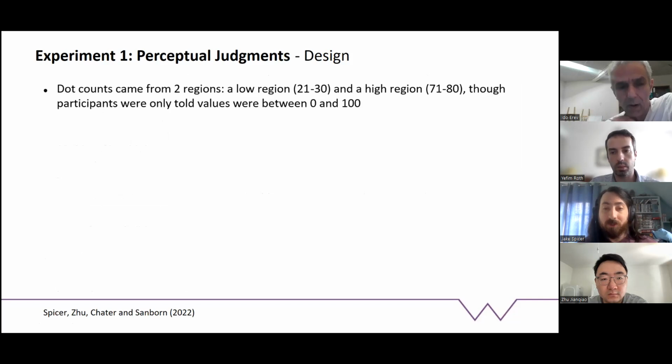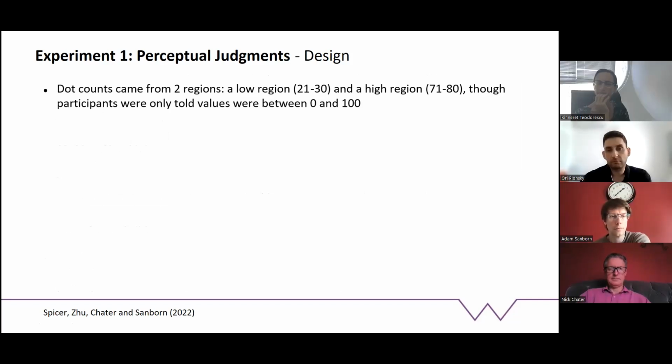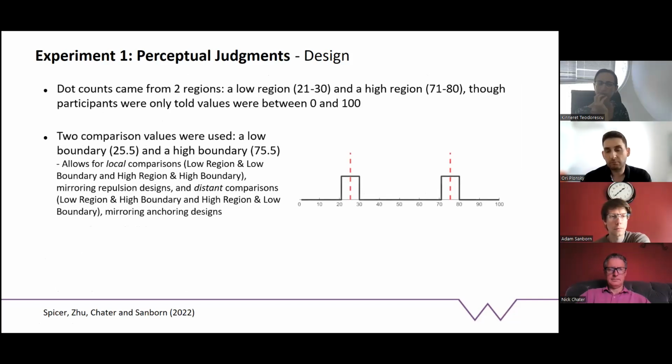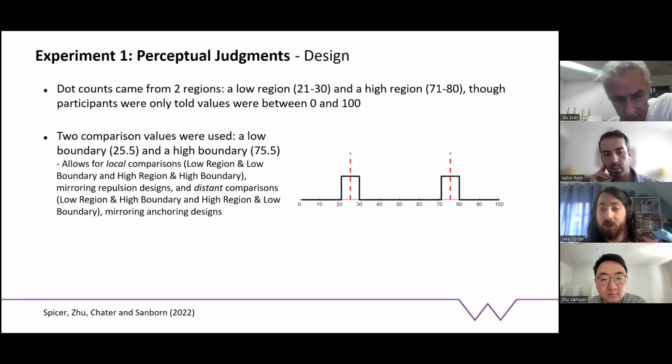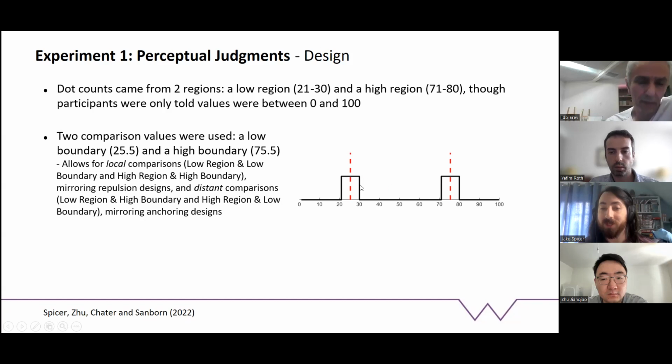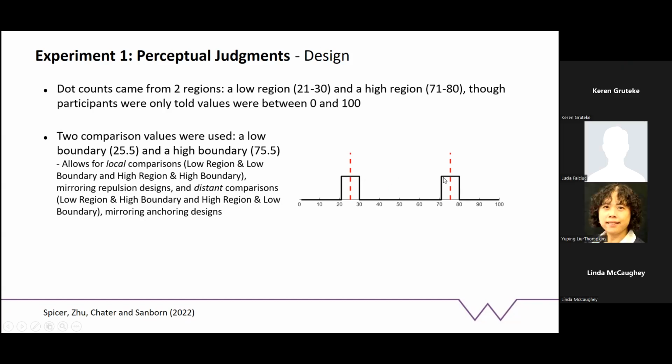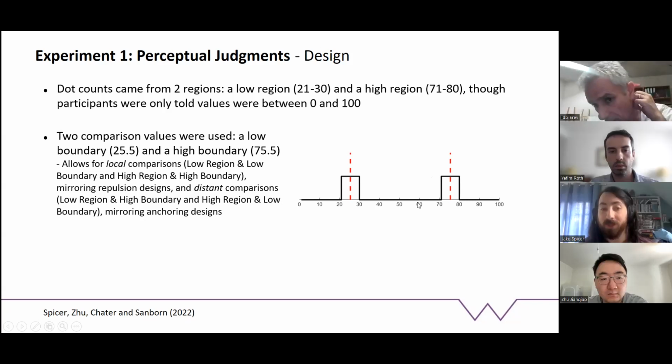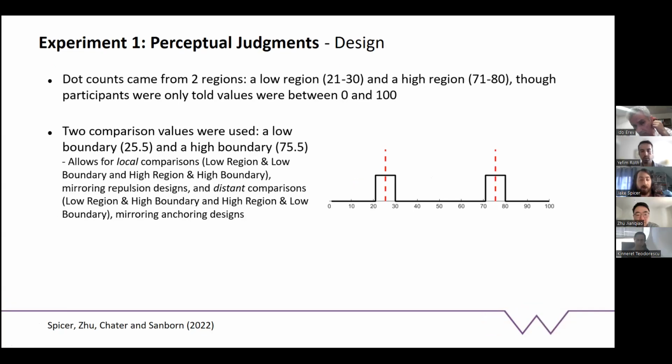And so in order to get that distinction between nearby and distant boundaries, we used a bimodal distribution for stimulus values, although participants weren't aware of this. All they were told is that values would be between 0 and 100. And so that means we have this low region between 20 and 30 and this high region between 70 and 80. And then we have these two boundaries at the middle of those ranges, so we can contrast nearby boundaries in both high and low cases and distant boundaries. So that achieves both things simultaneously.